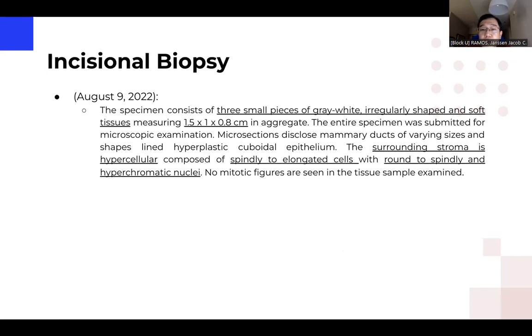with the surrounding stroma hypercellular, composed of spindle to elongated cells with round to spindle and hyperchromatic nuclei, in which no mitotic figures are seen in the tissue samples examined, and the patient is suspicious for malignancy. Next slide.